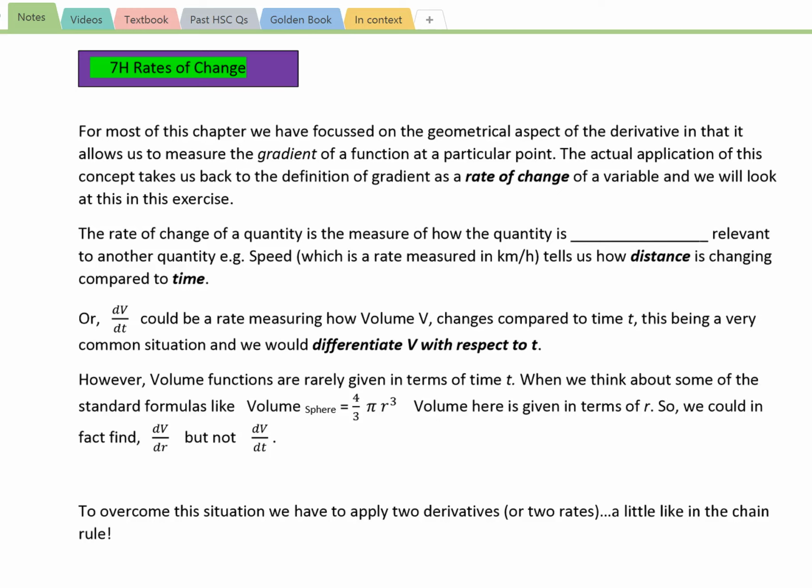In exercise 7H, we're going to see a change in focus. So far, we've really looked at the process of differentiation, the mathematical understanding of what the derivative is giving us in terms of the graph and tangents and normals, etc. What we're actually going to move on to is one of the first applications of the derivative.